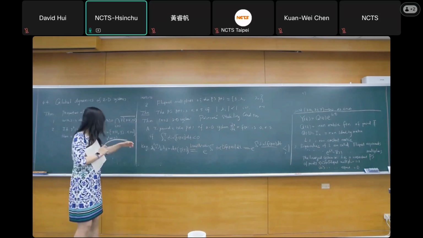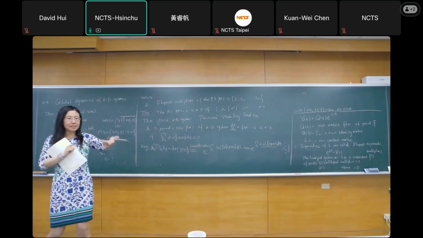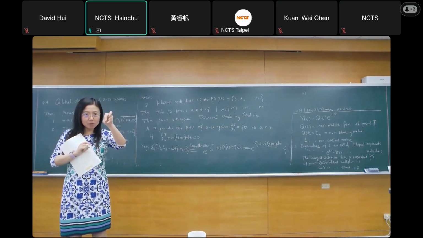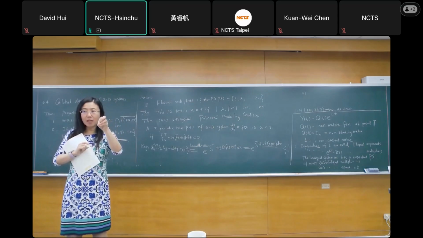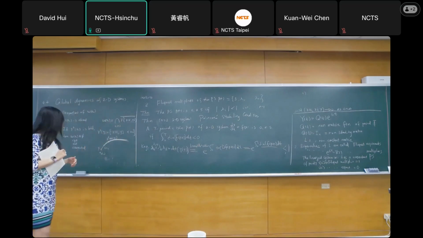And then this one will be a nested set. Nested means getting smaller, shrinking. The intersection of a nested compact set is actually what? It's non-empty. So that's where it's coming from.